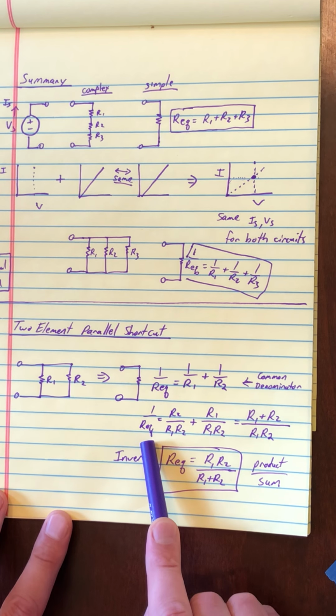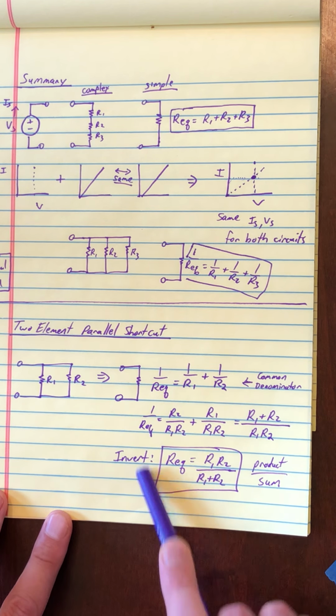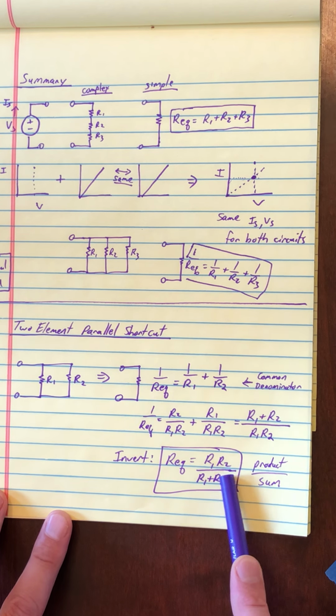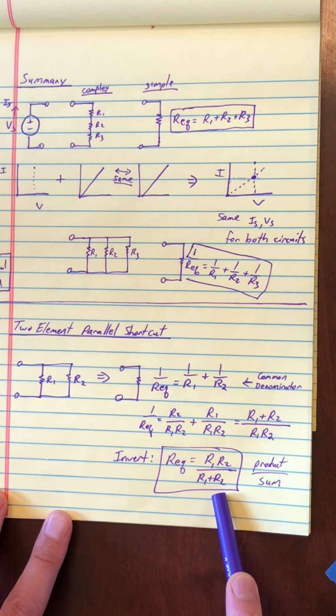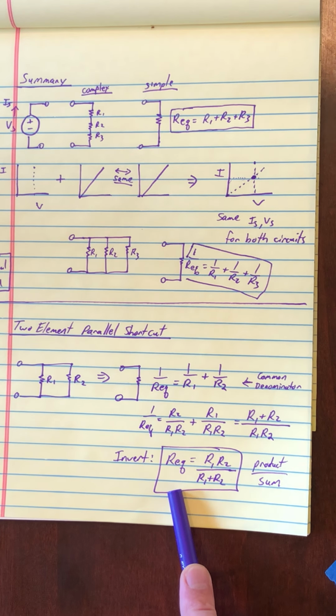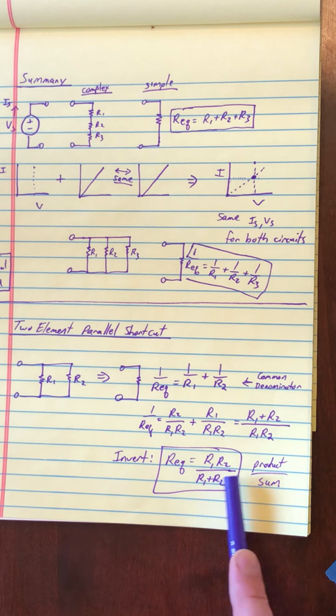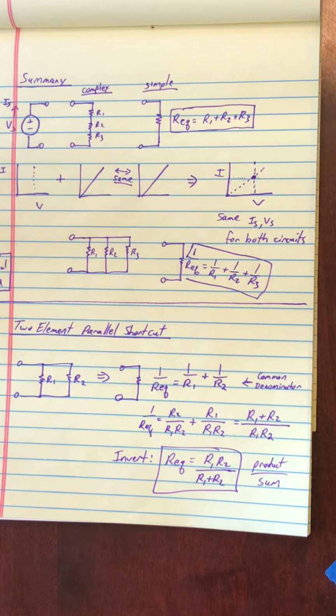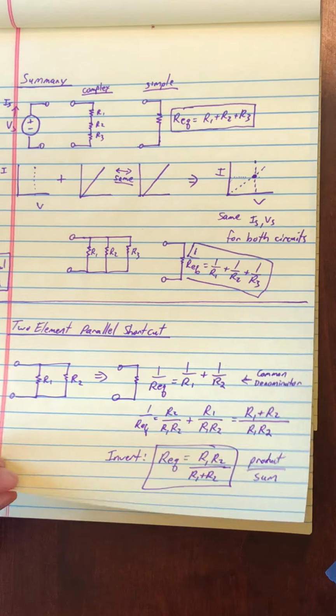We're looking for R_EQ though, not 1 over R_EQ, so I have to invert it. And when I invert it, I invert the other side too. And so I get the product R1R2 over the sum R1 plus R2. This is a really quick one, a nice one to have in your back pocket. It's not too hard to remember, it's just the product over the sum. And then you can quickly simplify 2-element parallel resistor networks in that fashion.